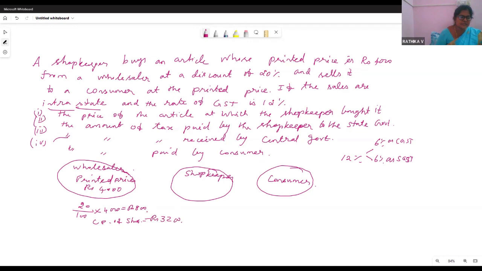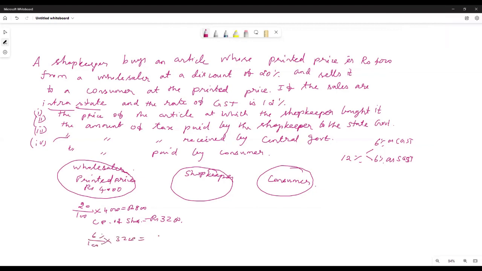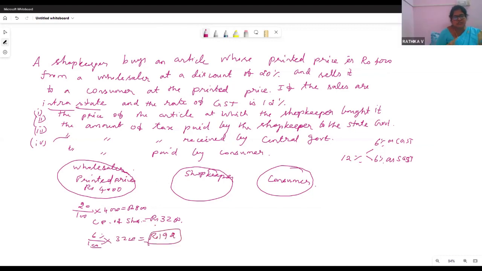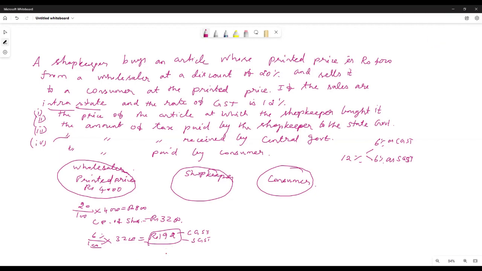For this, he will be paying the GST. So 6% of 3,200, that is 6 by 100 of 3,200, is rupees 192. So rupees 192 he is paying to CGST and another 192 to SGST. So totally for this purchase he is paying 192 plus 192, that is 384. So total together 3,584.